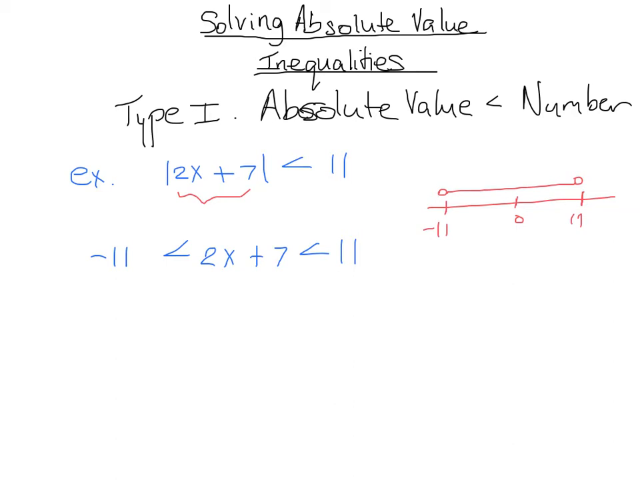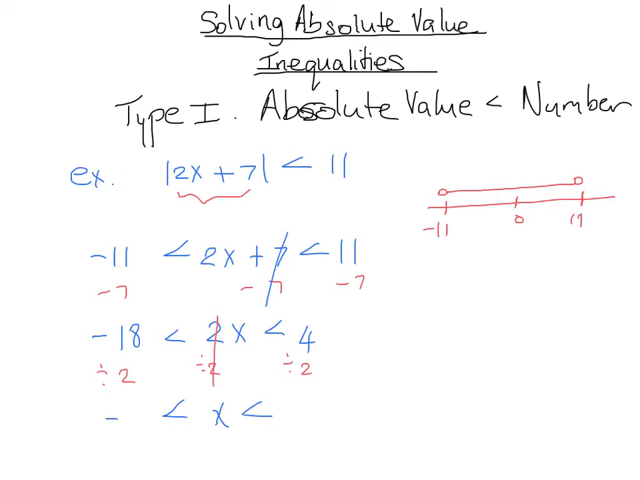So let's solve this. We can subtract 7 from everything because we're trying to get x alone. So on the left side we have negative 18 is less than 2x, which is less than 4. And now we can divide everything by 2 because we want to eliminate that 2. And we get that x is between negative 9 and 2. And that's our answer. And of course, we can go ahead and check it by just looking at any number between negative 9 and 2 and making sure it works.